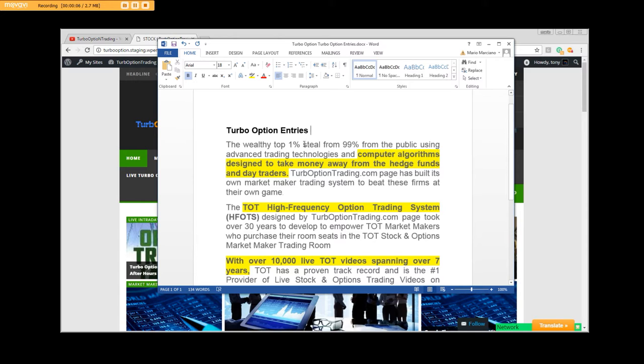The wealthy top 1% steal from the 99%, from the public, using advanced trading technologies and computer algorithms designed to make money away from the hedge funds and day traders. TurboOptionTrading.com has built its own market-making trading system to beat these firms at their own game.